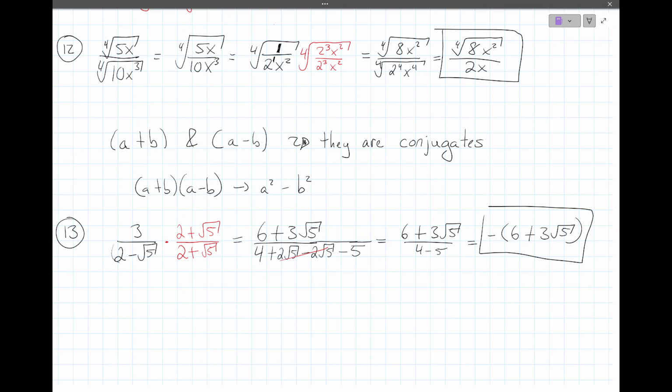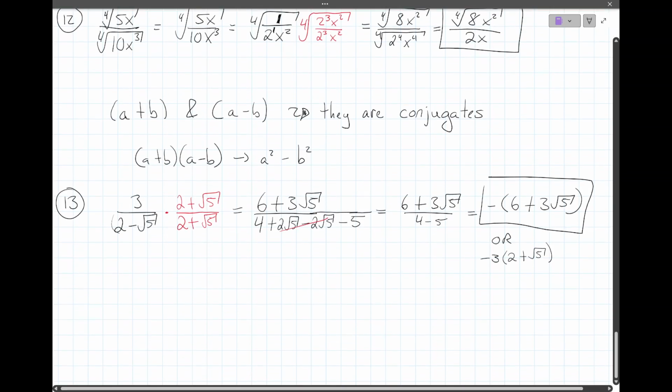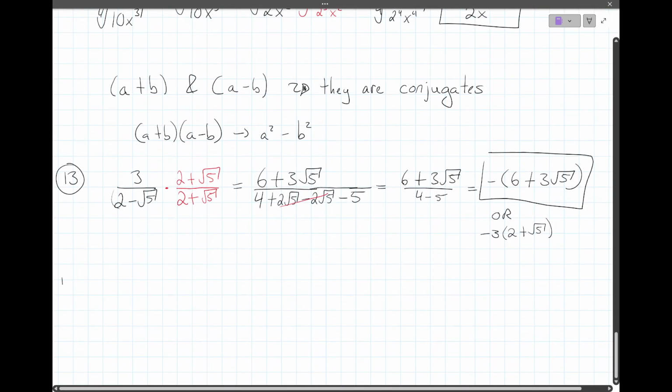You could take a GCF out of there if you wanted. There might be cases where you might want to do that, and that could be 2 plus root 5, like that as well. But it makes things a lot simpler to not have to deal with a fraction like that, doesn't it?